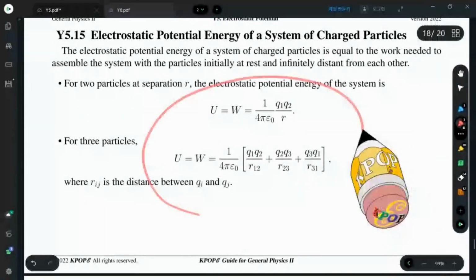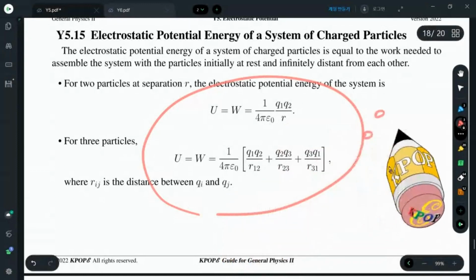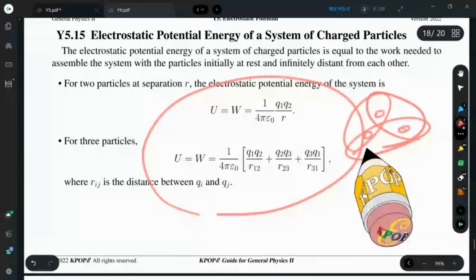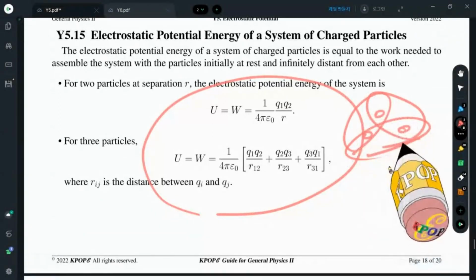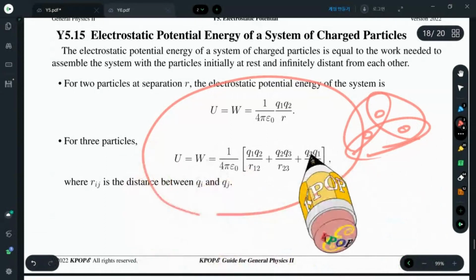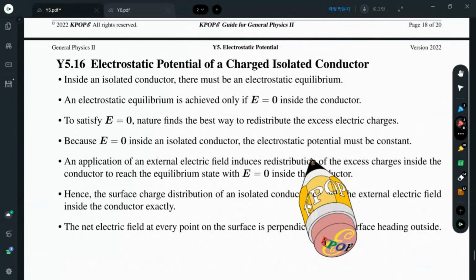For a system of particles, you need to compute all the combinations. For example, if you have 3 particles, the potential energy can be computed by combining all possible pairs, and the sum of them constructs the potential energy of the total system.